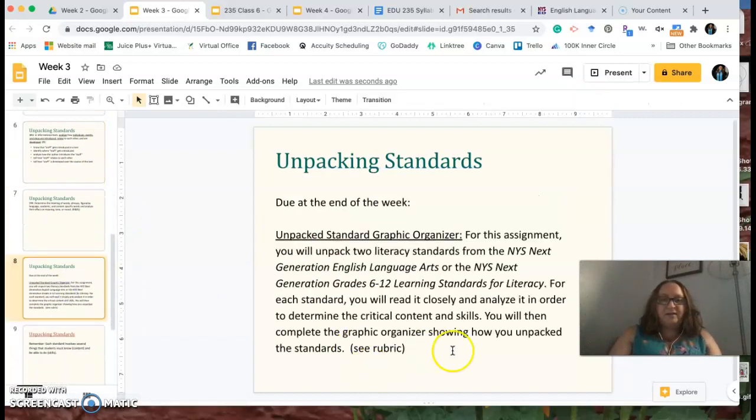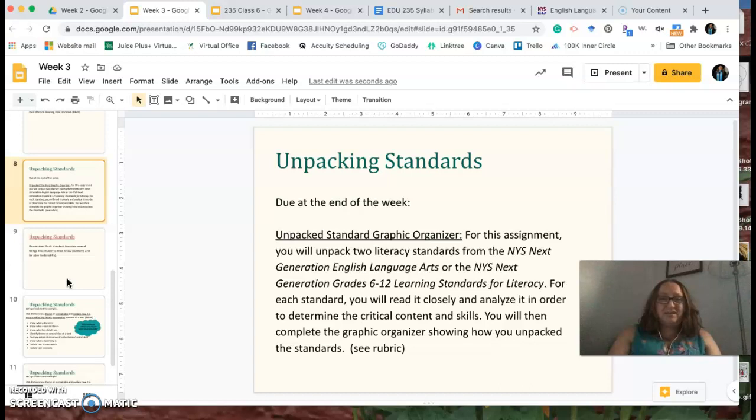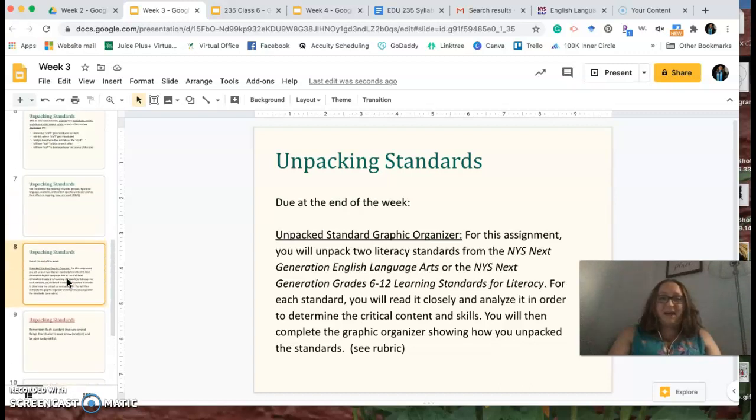So I hope that makes sense to you. At the end of the week, you've got the Unpacked Standard Graphic Organizer assignment. You're going to have 2 opportunities to practice unpacking and then giving each other feedback. So you don't have to worry. You'll have plenty more practice before that. You're going to essentially do the exact same thing that I just did. So let me know if you have any questions or come prepared to class with those.